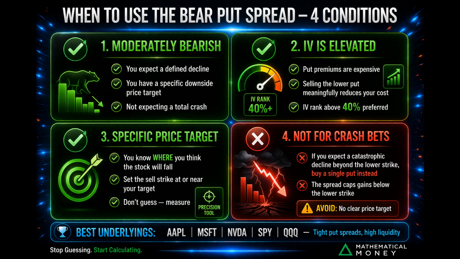Four conditions where the bear put spread is the correct tool. 1. You are moderately bearish. You expect a defined decline to a specific price level, not a crash to zero. 2. Implied volatility is elevated, put premiums are expensive, and selling the lower strike put significantly reduces your cost of entry. 3. You have a specific downside target. You know where you think the stock will fall to, and you use that as the short put strike. 4. Capital efficiency matters. You want bearish exposure without committing the full premium of a single long put.